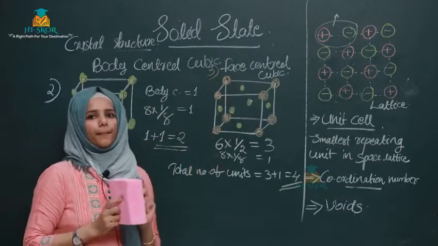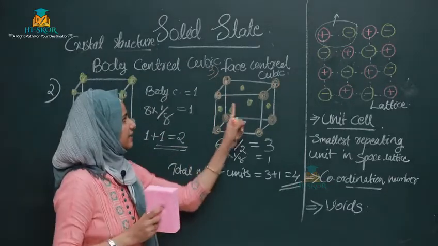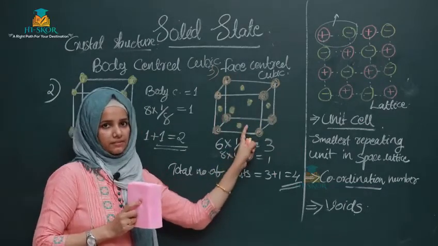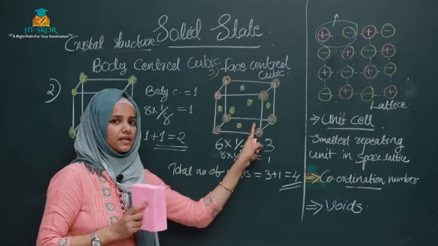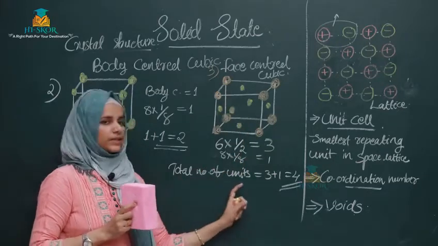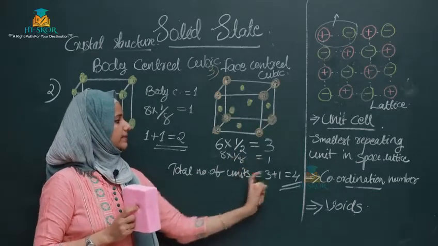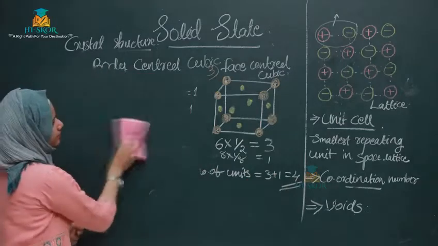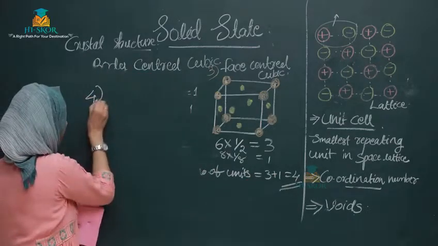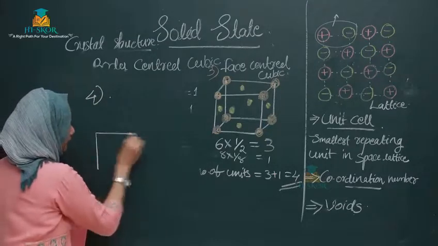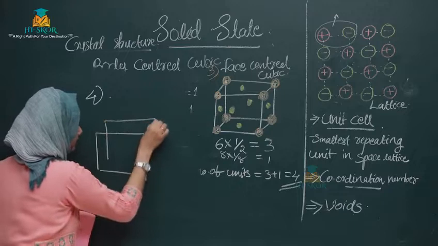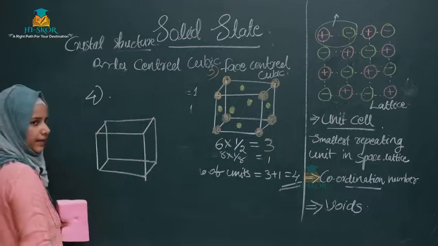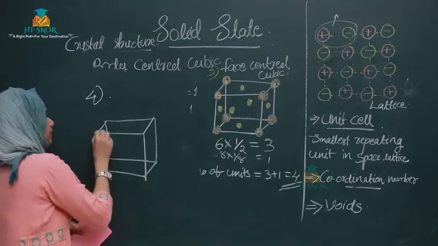And in the third type, in addition to the corners, the particles are present at each of the face centers. So in total we have 6 faces. So the number of particles per unit cell, faces plus corners, is equal to 4. Okay. And the fourth type is, you can see, we have a cubic lattice, I mean a unit cell cube here, and the particles are present at the corners.